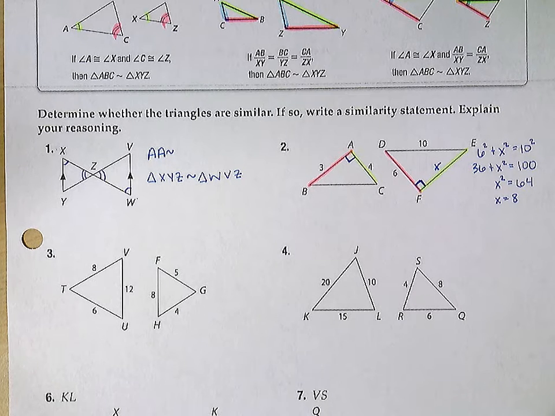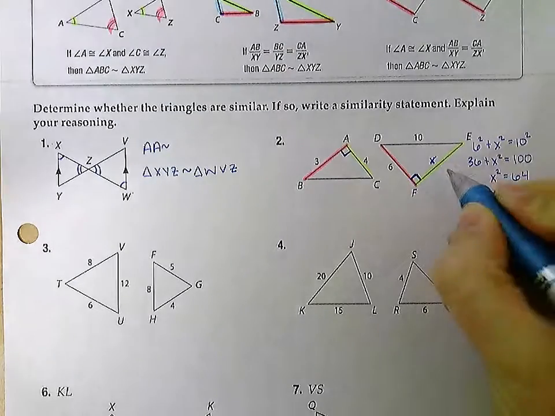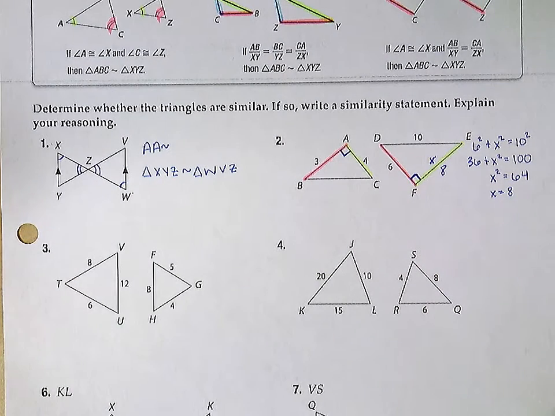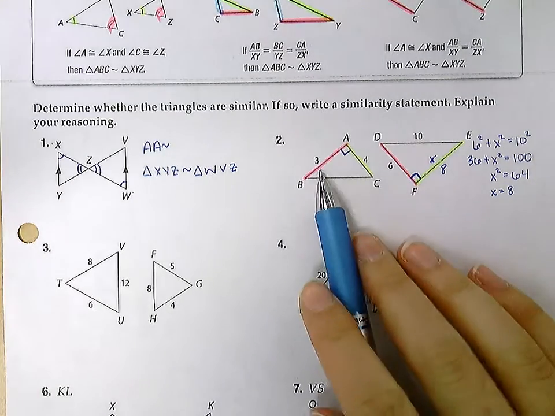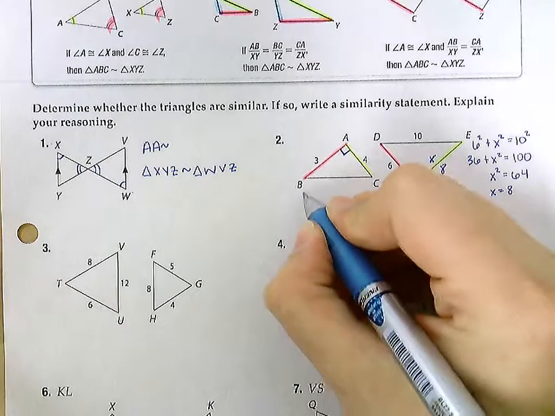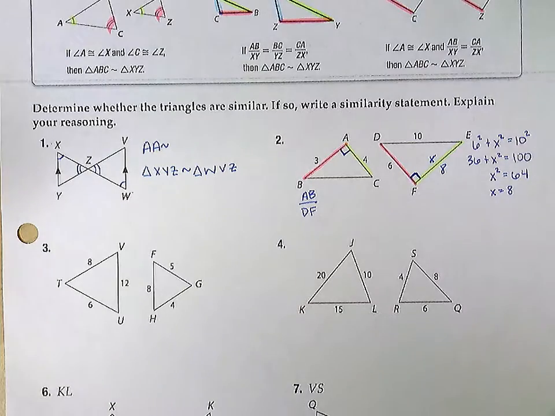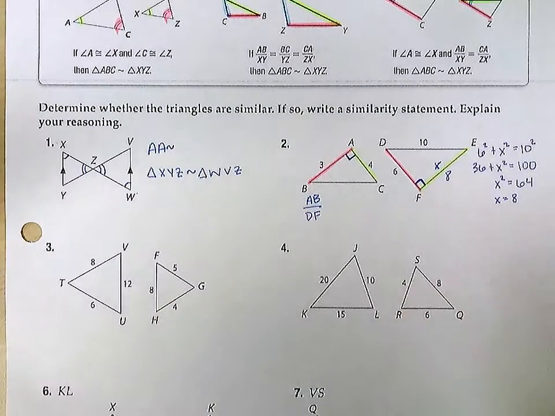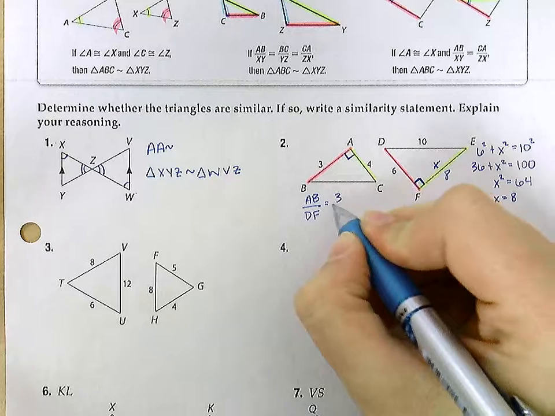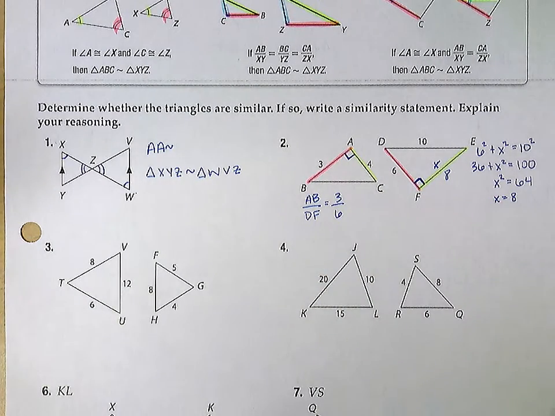So that side EF is 8. Now in order to show that these two triangles are similar, I need to write out the ratio of my corresponding sides. So that's why I highlighted these. So AB to DF would be 3 to 6, which is also what? If I reduce that.